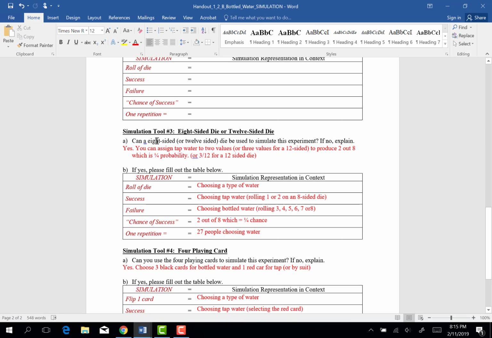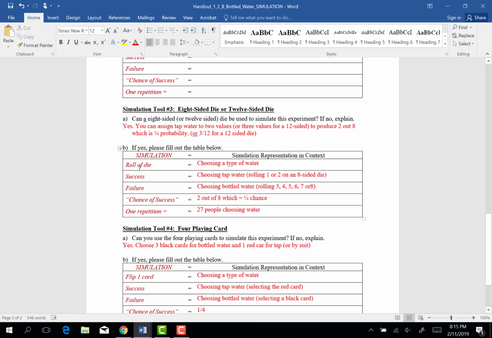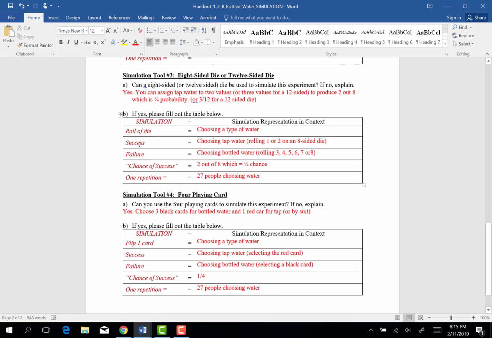So for an 8-sided die, what you can do is assign tap water to two values. For example, the number 1 and the number 2 will be tap water on an 8-sided die, or the numbers 1, 2, and 3 on a 12-sided die, and so on. Since we can use that one, we will fill out the simulation.